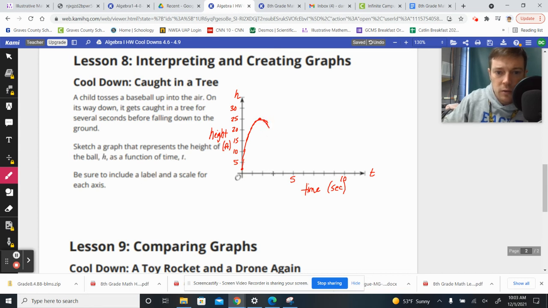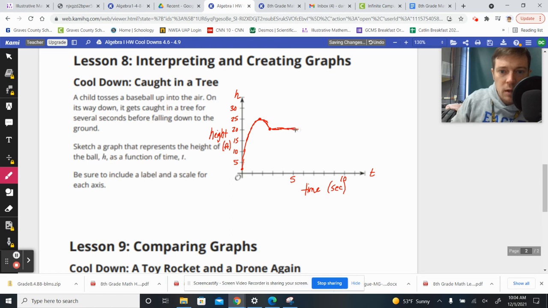Let's say that it hits a tree at 3 seconds. So it gets caught in the tree right here. Now, when it's in the tree, it's on the branches, and it might be moving around a little bit, but it's not losing height because it's stuck. So it's going to pretty much stay there. And it says for several seconds. So 1, 2, 3, at least 3, maybe 4 or 5. So we can go on for a little while.